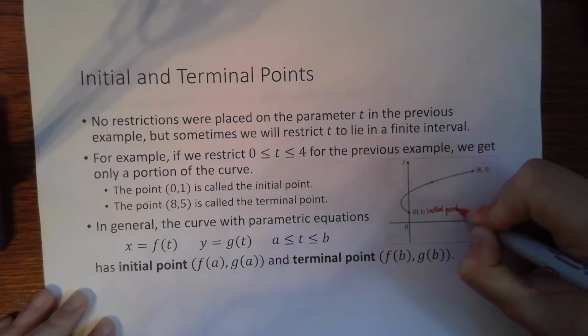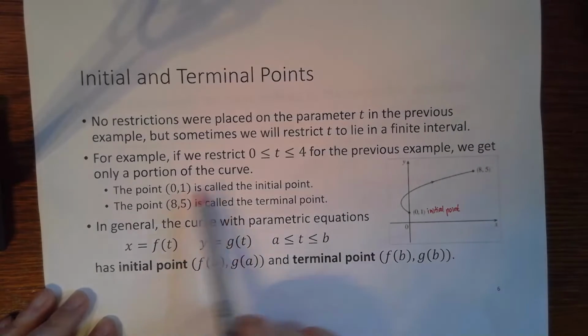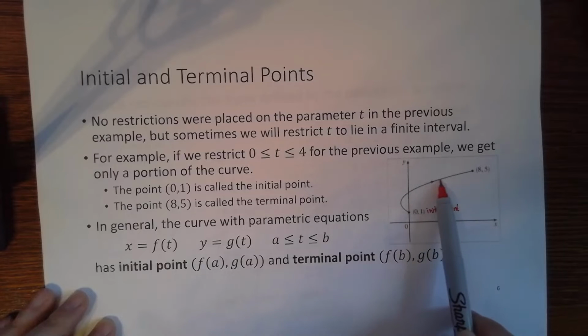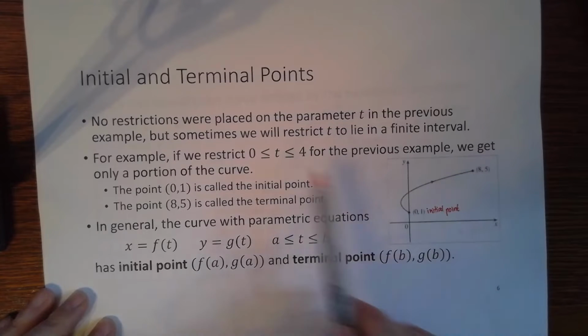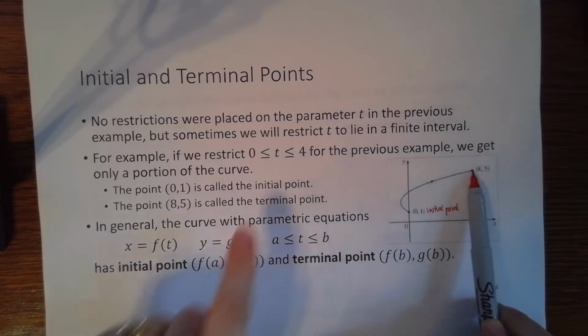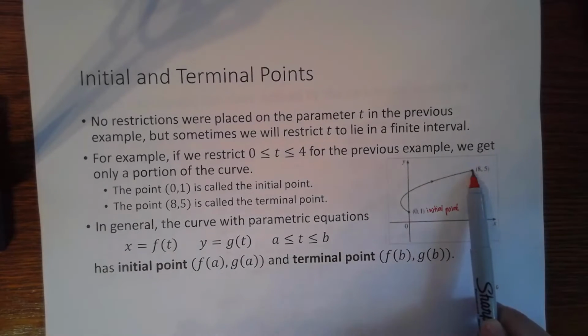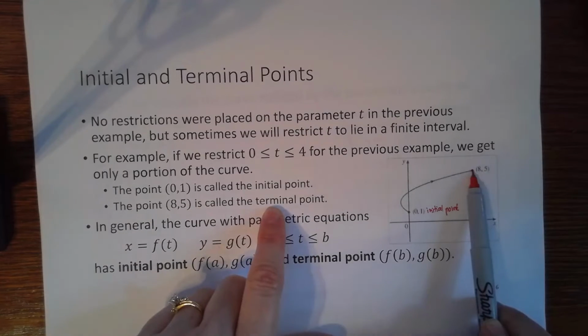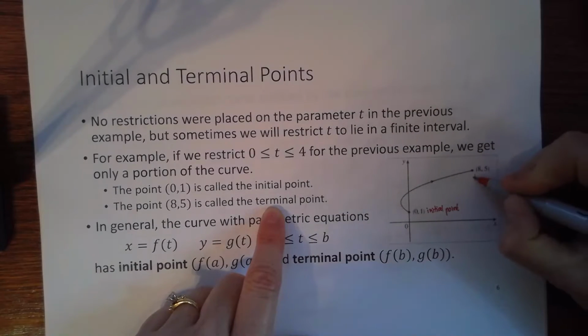Then as t increases from 0 to 4, it'll move along this curve here, and when we get t equals 4, that will be the last point. That will be the end of that finite interval. And so that point where it stops will be the terminal point.